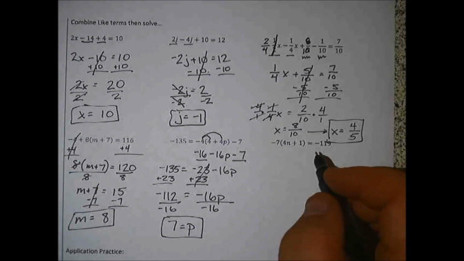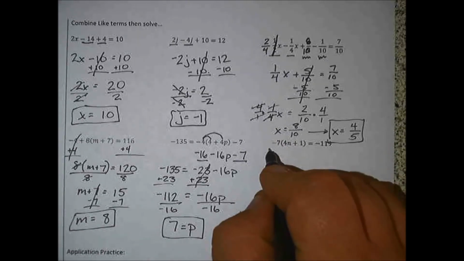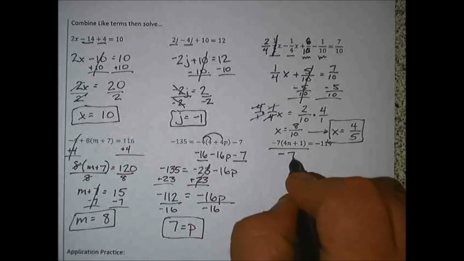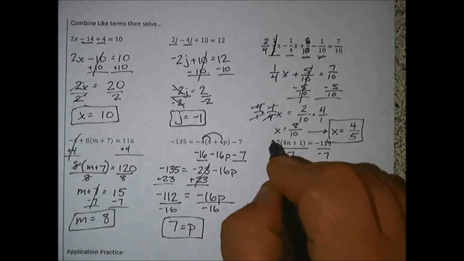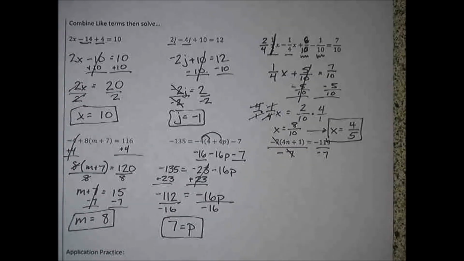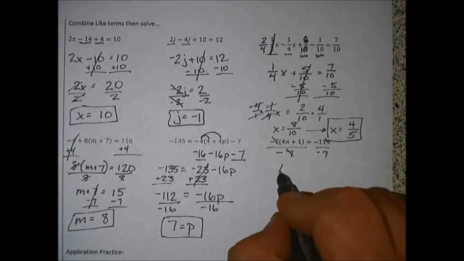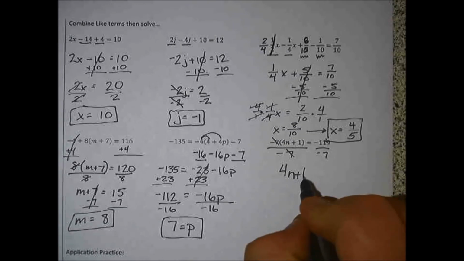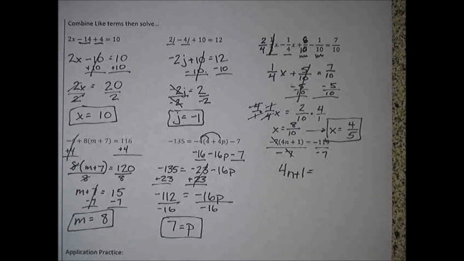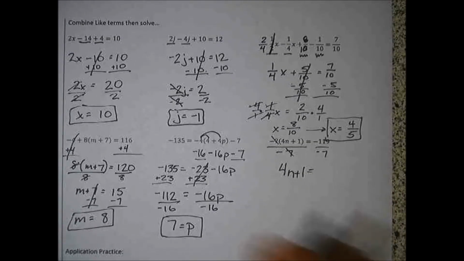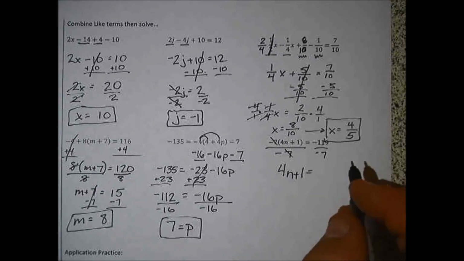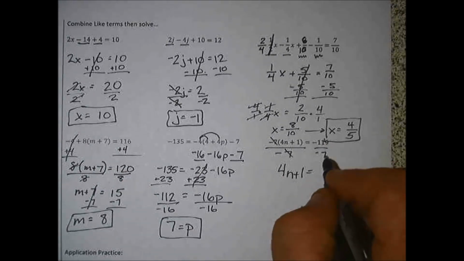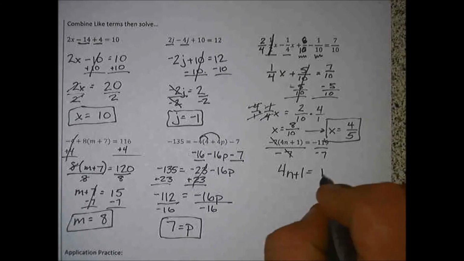Okay. This time I'm going to go back to my pretty basic, just divide by that -7 to get rid of it. Cross those out, okay? And I'm left with 4n plus 1. I don't need the parentheses, remember. 119 divided by negative 7 is a positive 17.